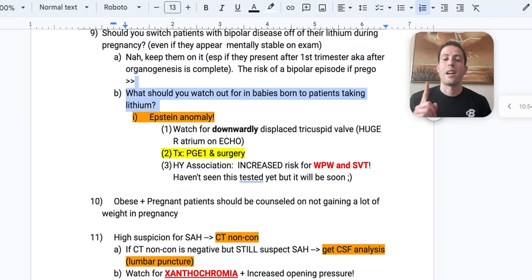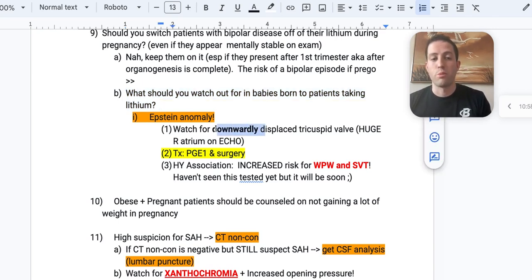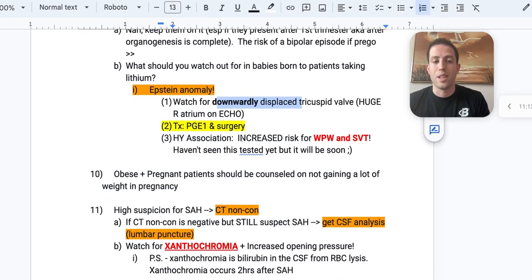So what do you want to watch out for in babies that are born to patients taking lithium? Number one high yield to know is Ebstein anomaly. And so you want to look for a downwardly displaced tricuspid valve. So you're going to have a huge right atrium on an echo, and your right ventricle is going to be small and squished down because the atrium basically atrializes into that ventricular space. And so the treatment for Ebstein anomaly is PGE1 as well as surgery.